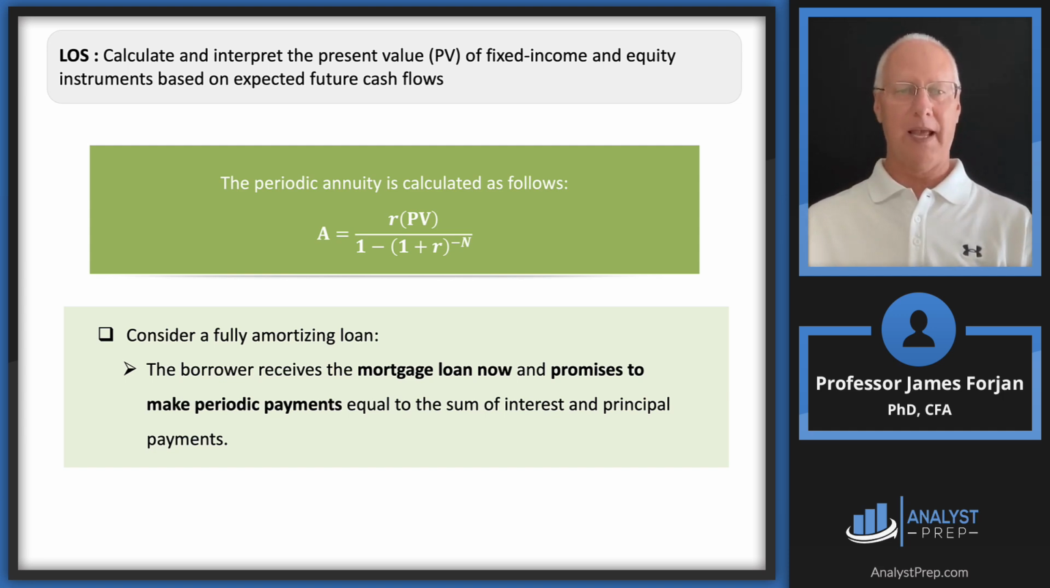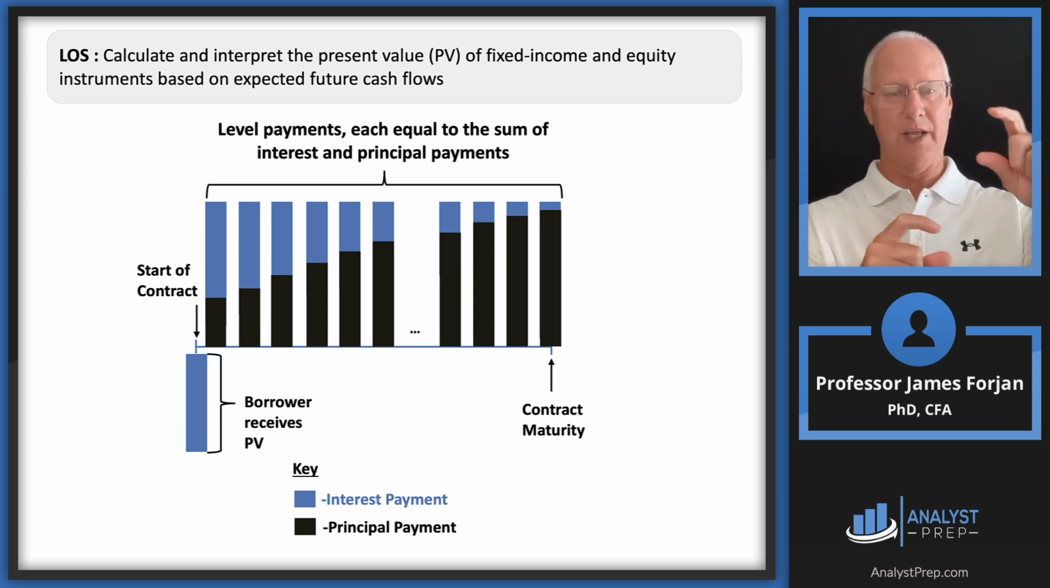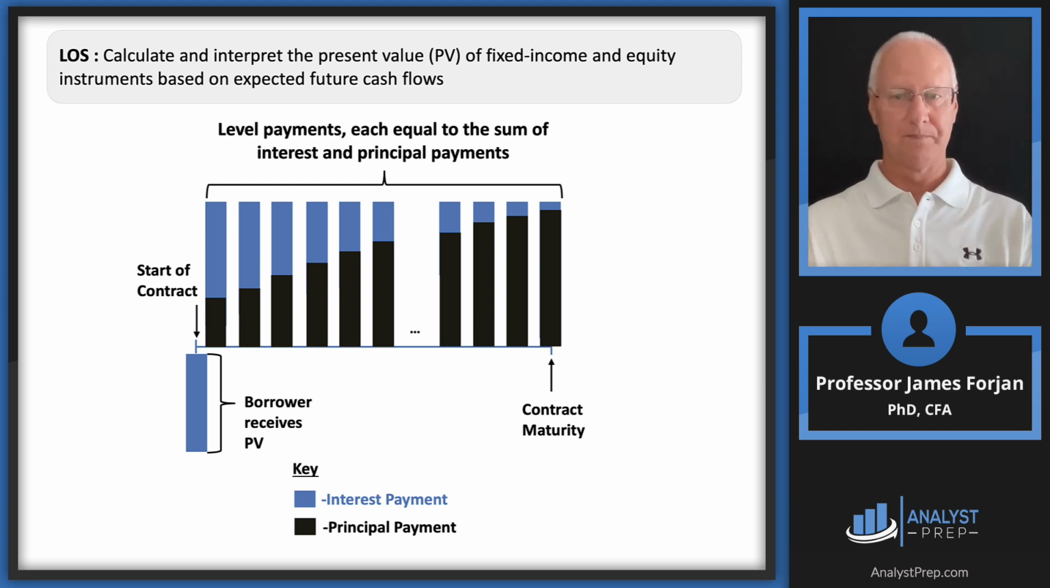Consider a fully amortizing loan. The borrower receives the mortgage loan now and promises to make periodic payments. So a mortgage loan is an ordinary annuity. Here's a simple example of what happens with a fully amortizing loan. You probably know this with your mortgage payments. Let's suppose you borrowed $200,000 over 30 years, and your mortgage payments are, let's just say, $1,000 a month. Part of that goes to interest, and part of that goes to principal.